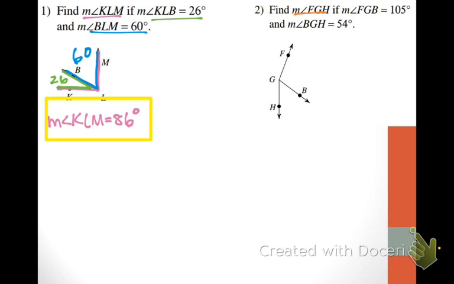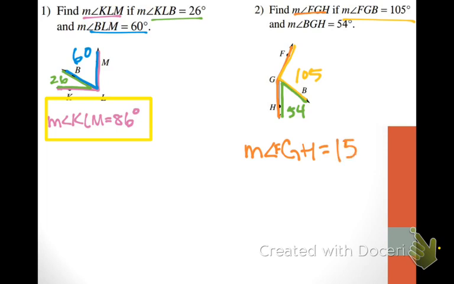Last one, we're finding FGH. We're given FGB, which is 105, and BGH, which is 54. So what are we going to do with these numbers? Add them. Because we're looking for the outer angle. Oop, I missed a letter. So the measure of FGH will equal 159 degrees. We flip.